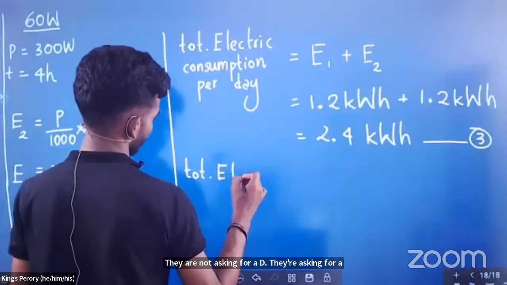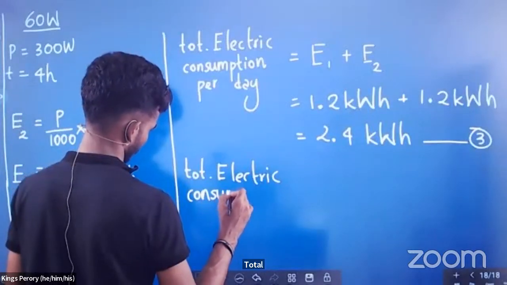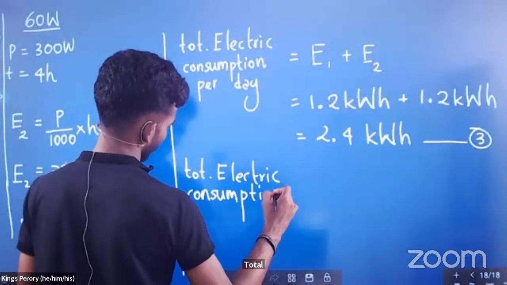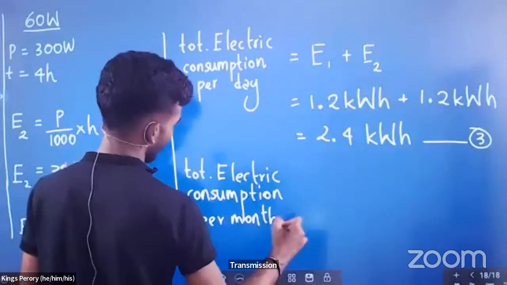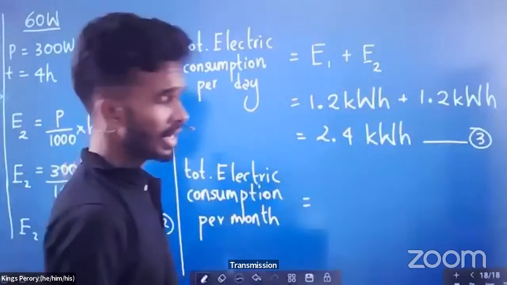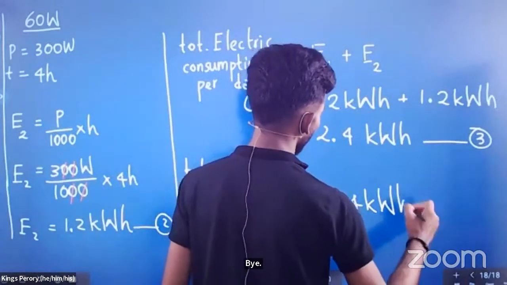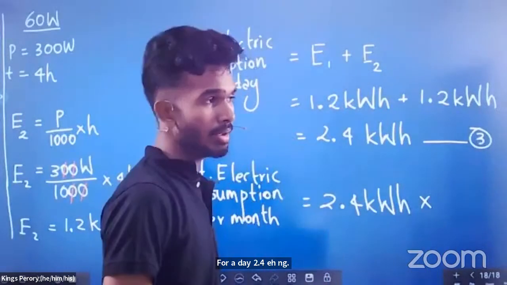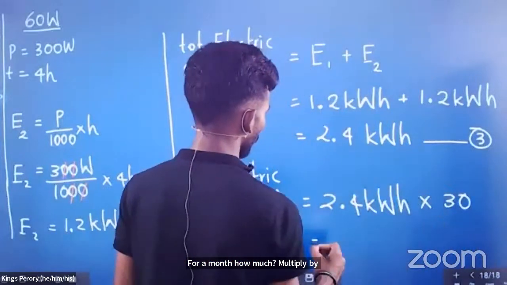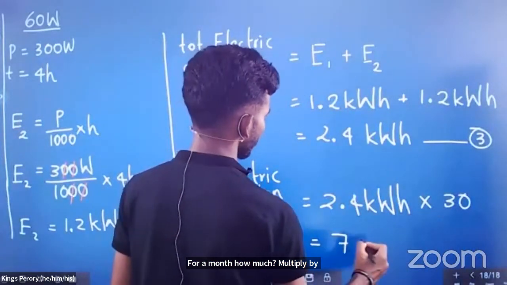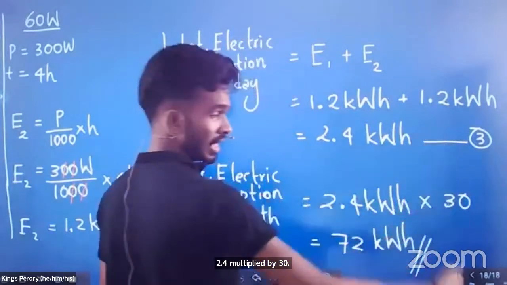Total electric consumption per month. Per month. What do you do? For a day, 2.4. For a month, how much? Multiply by 30. 2.4 multiplied by 30 is 72. 72 kilowatt hour is the total electric consumption for a month.